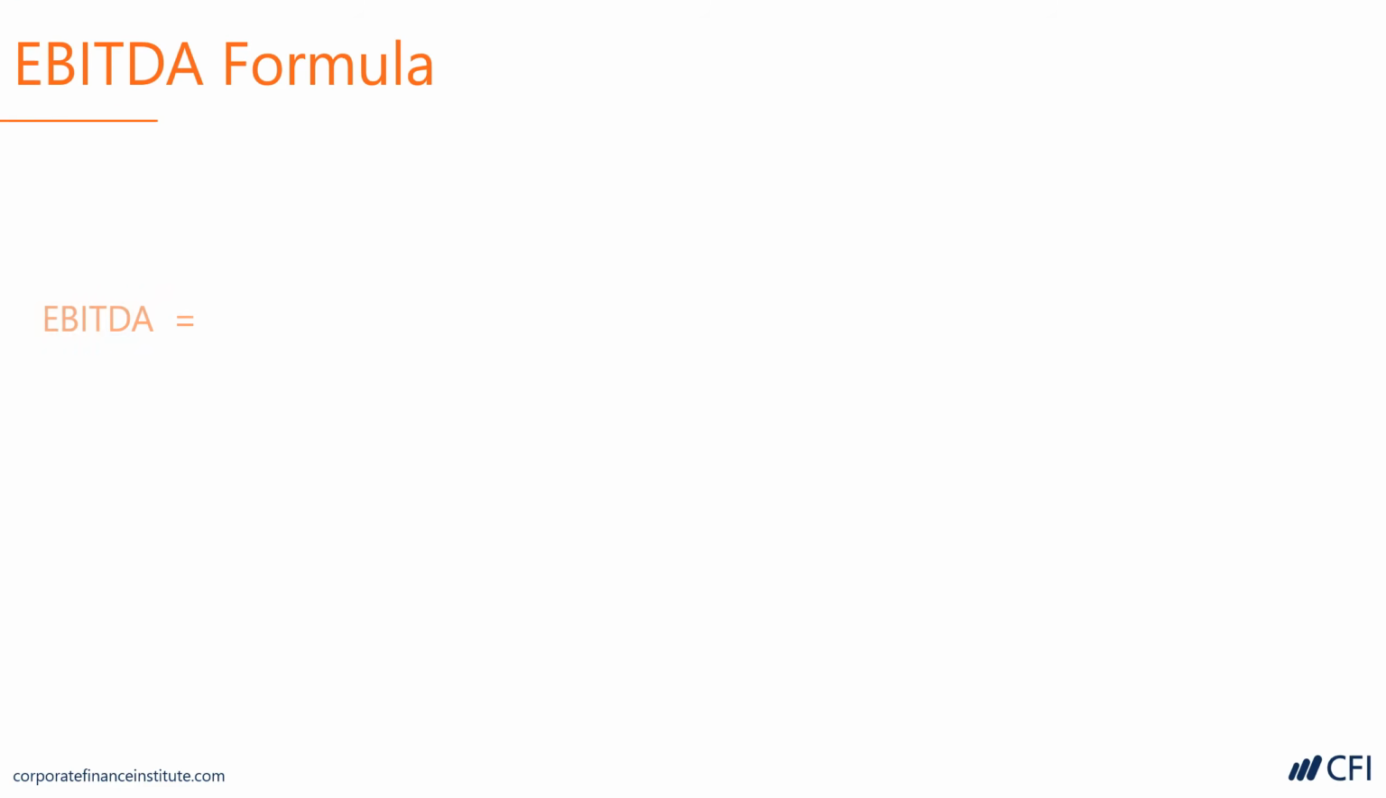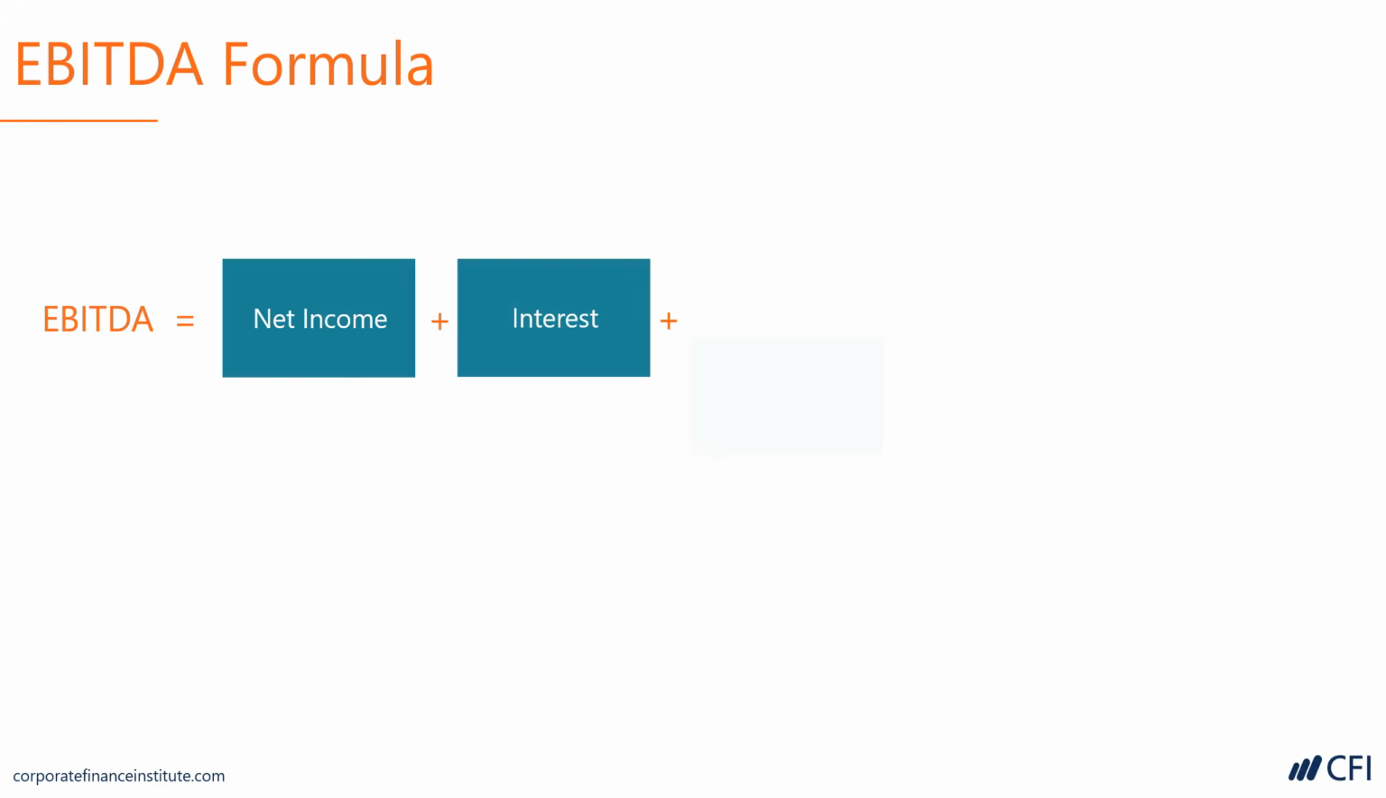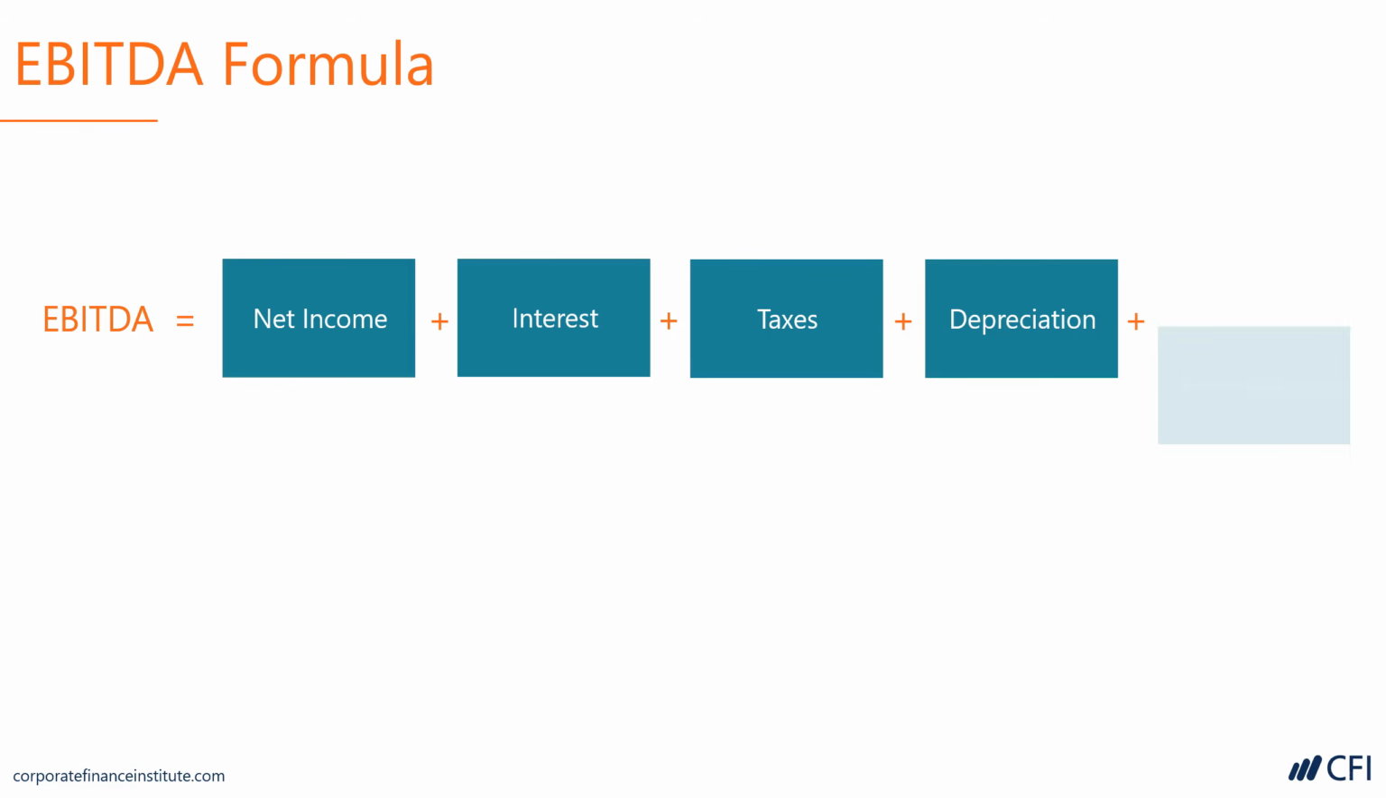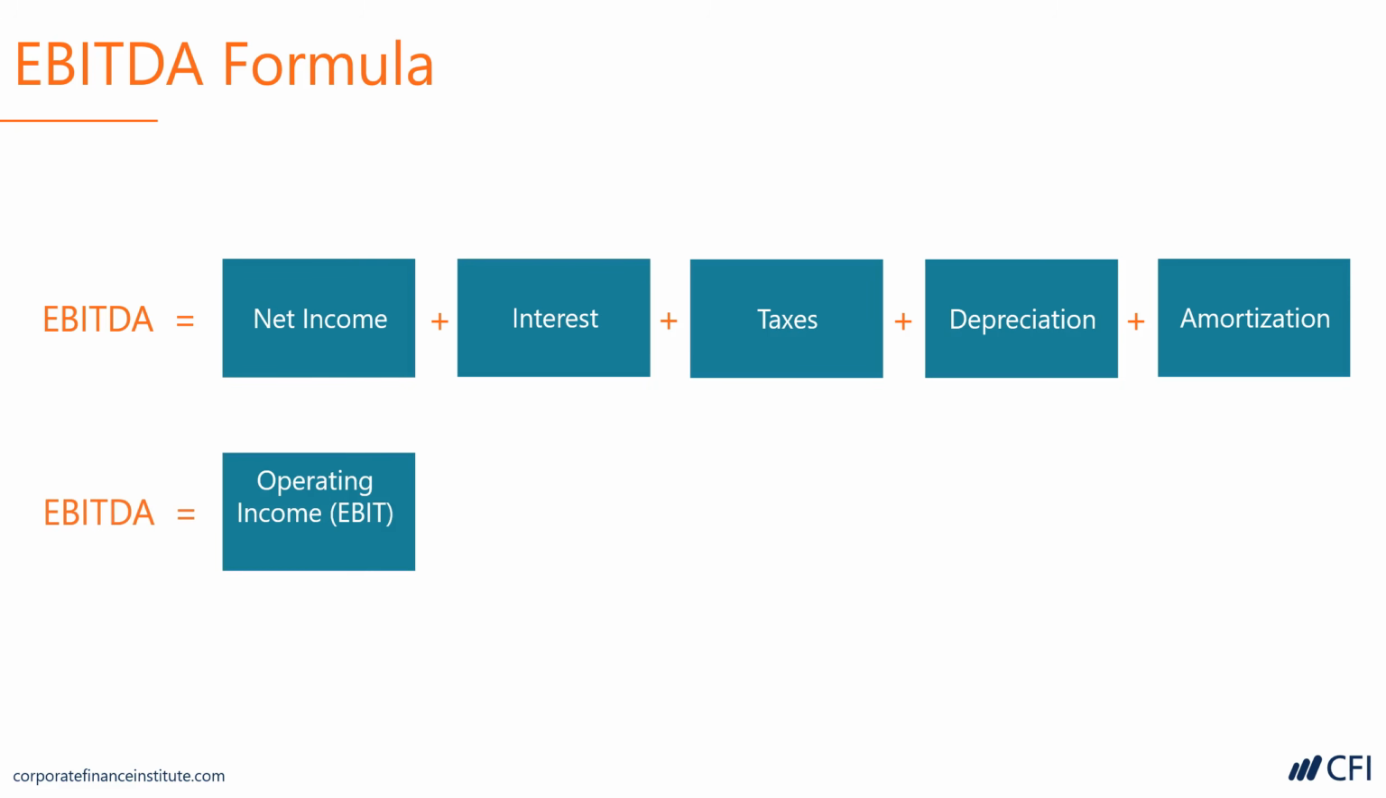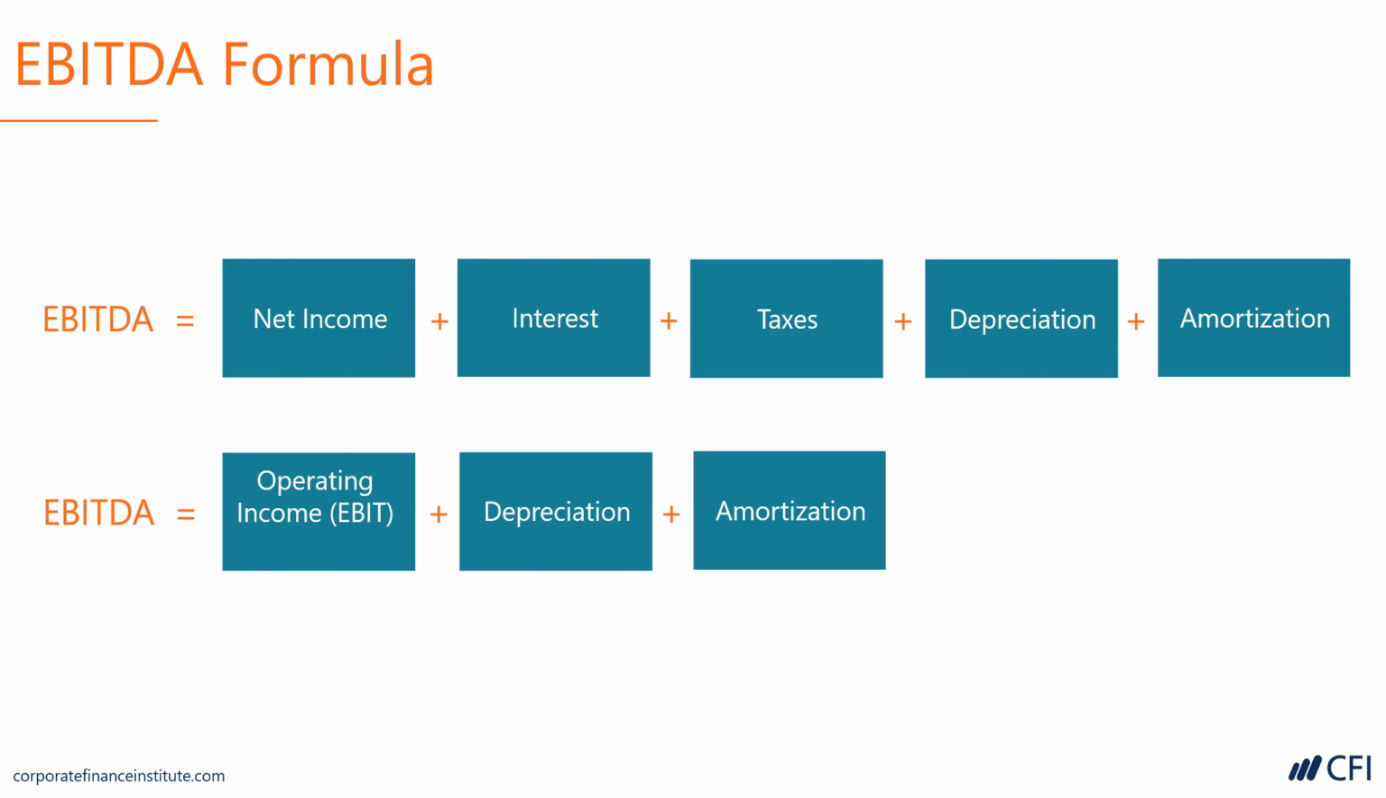Let's look at the EBITDA formula. Starting at the bottom of the income statement, you can take net income and simply add back interest and taxes, plus depreciation and amortization, although you may have to go to the cash flow statement to find D&A, depending on the company. A quicker form is to take EBIT and just add back D&A.